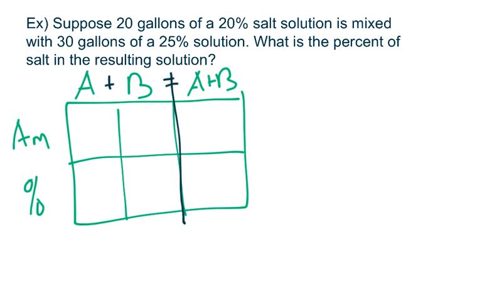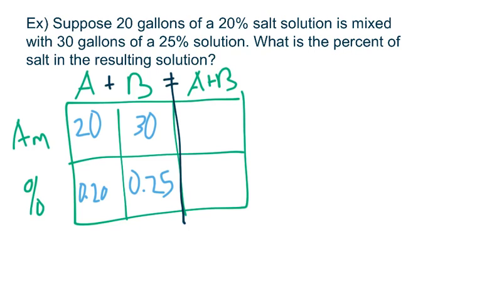Suppose 20 gallons of a 20% salt solution is mixed with 30 gallons of a 25% solution. What is the percent of salt in the resulting solution? So now we just have to organize everything. We have 20 and 30 gallons. And so let's see here. We have, for the 20 gallons, 20%, aka 0.20, and then 25%, aka 0.25.